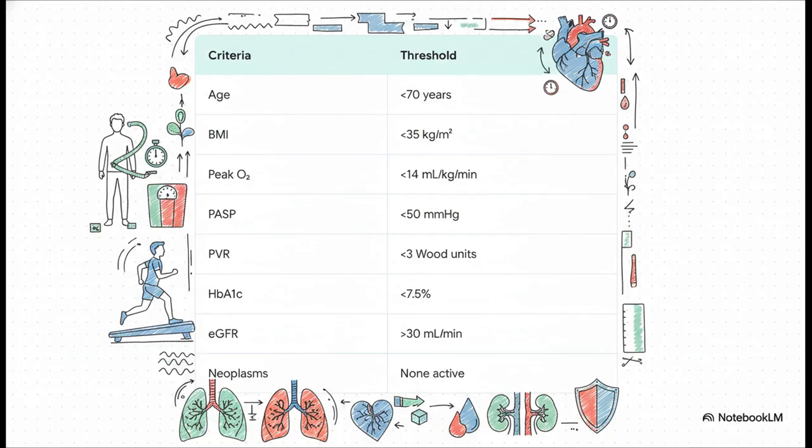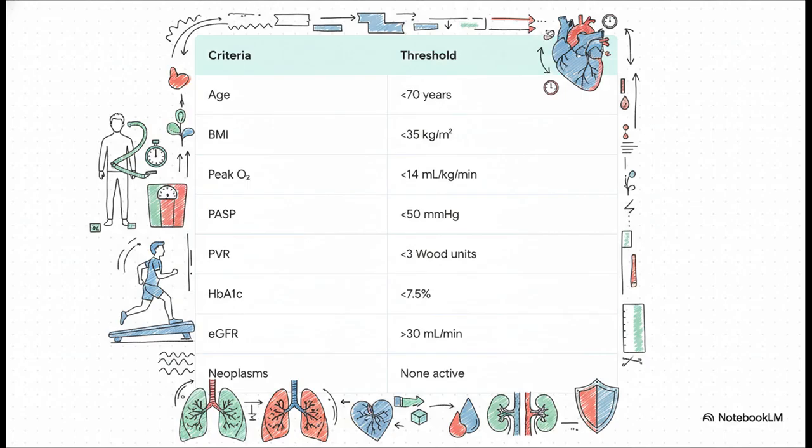Well, this table lays out some of the most critical eligibility criteria. Of course, the main indication is advanced heart failure. But beyond that, we look at factors like age, generally keeping it under 70, and BMI, where we're aiming for below 35 to minimize surgical risks. Functionally, a peak oxygen consumption below that 12 to 14 milliliters per kilogram per minute mark is a clear sign of severe limitation. But for us, as anesthesiologists, the hemodynamic parameters are absolutely crucial. We need a pulmonary artery systolic pressure below 50 millimeters mercury, and even more importantly, a pulmonary vascular resistance under 3 Wood units that is reversible.